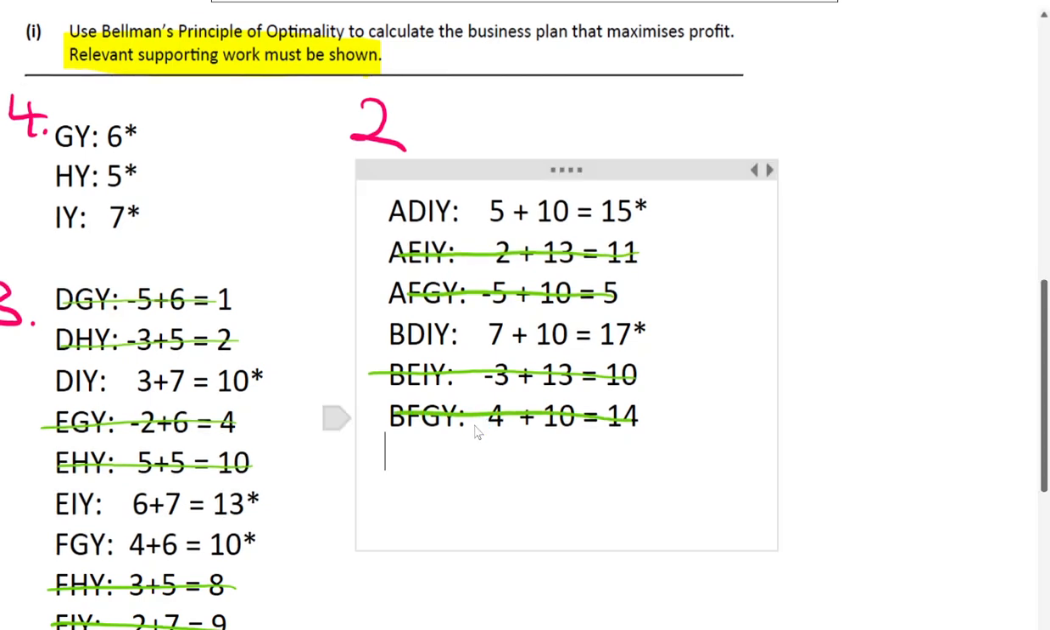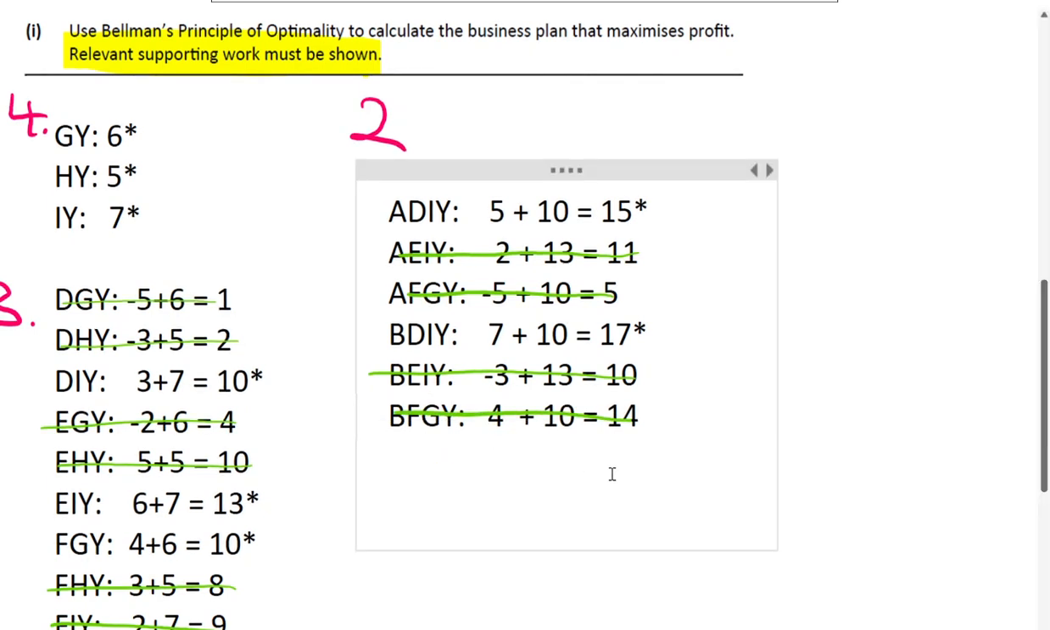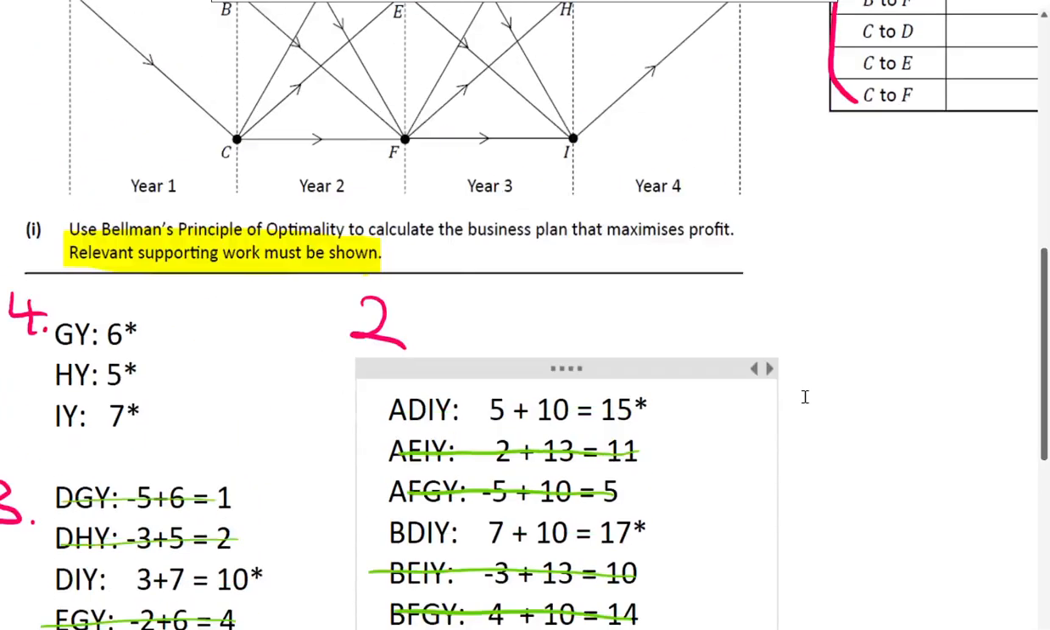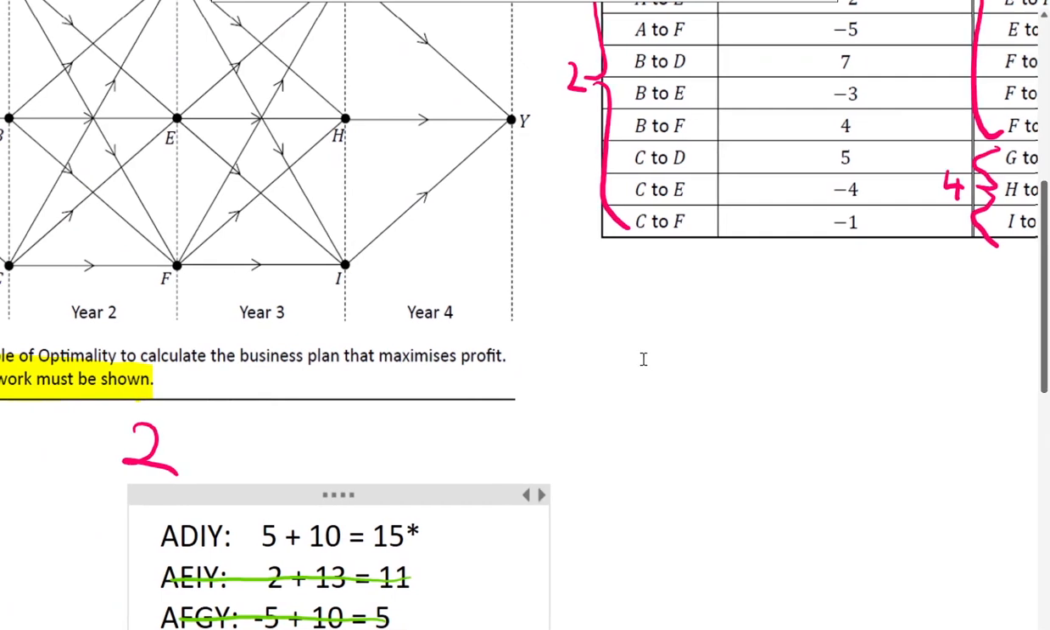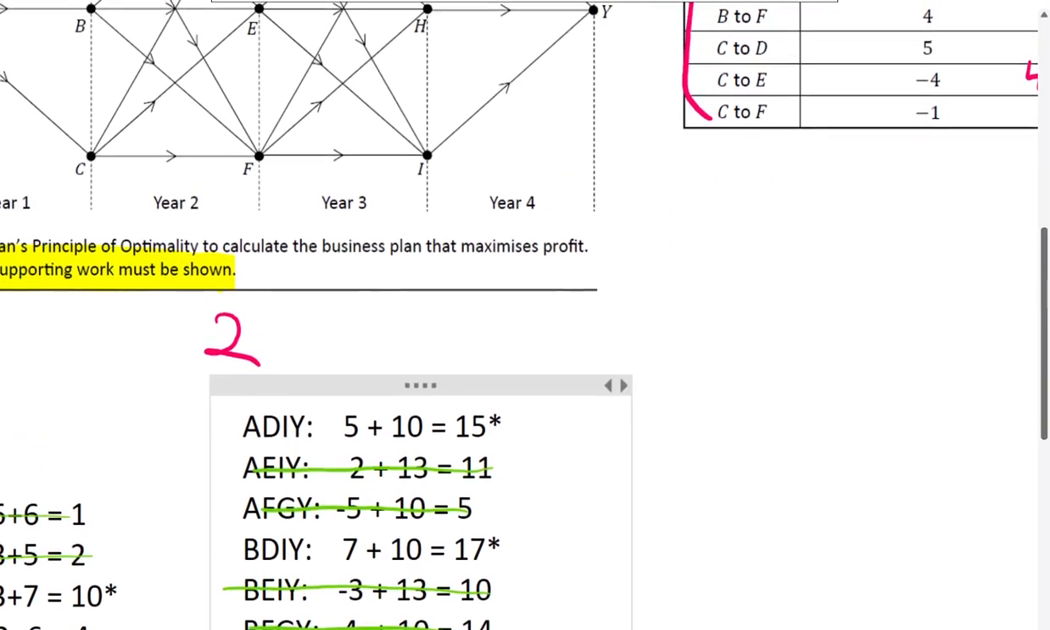And then finally we have C DIY, C EIY, and C FGY. So what do we need to figure out? CD is 5, CE is minus 4, and CF is minus 1. Okay, so 5, minus 4, minus 1.